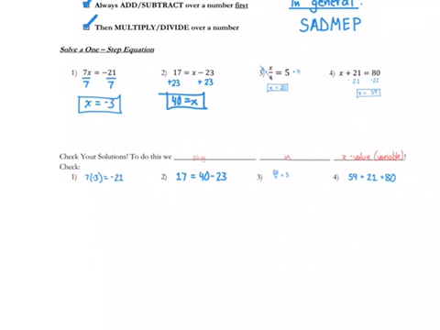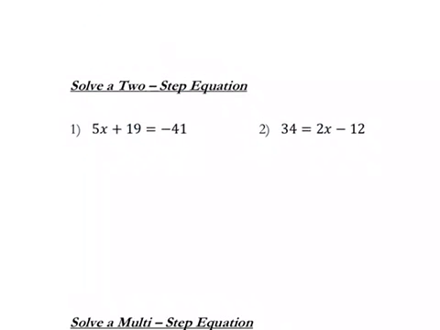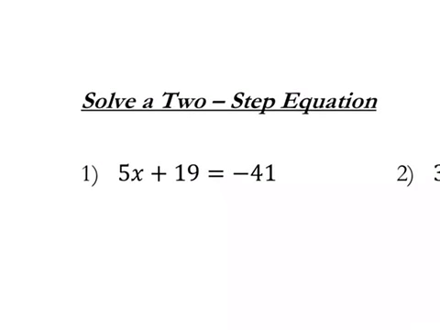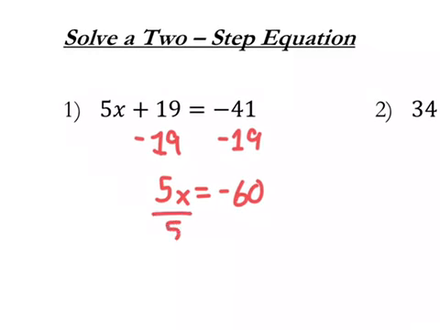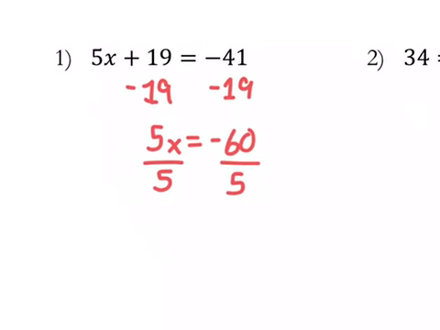Let's take a look at the next page. On a two-step problem, if we're generally following that SAD/MEP where we're going in reverse, normally we would think about multiplication and division first, and then we would move on to addition and subtraction, but we are doing the inverse, so we're going to work backward. So in this problem, I need to take care of that plus 19 by subtracting 19 from both sides. So I'm going to get 5x is equal to negative 60. Then the inverse operation there is to divide by 5, so x is going to be equal to negative 12.